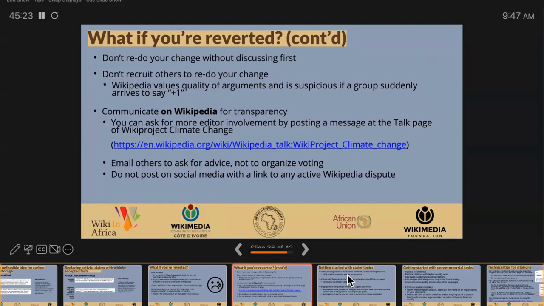What we want people to do is work towards consensus within Wikipedia. And there are ways of doing that. We want people to communicate on Wikipedia for transparency. We don't want people going off to Twitter to do that. We want to know what the arguments are, and there's some trust involved here. We want people to trust that the process works. Basically, ask for more editor involvement, post a message at the talk page of WikiProject Climate Change, email others to ask for advice, not to organize voting. So if you're feeling stuck, feel free to email me or local Wikipedia experts, and don't post to social media.